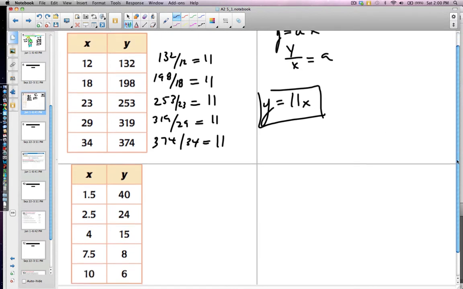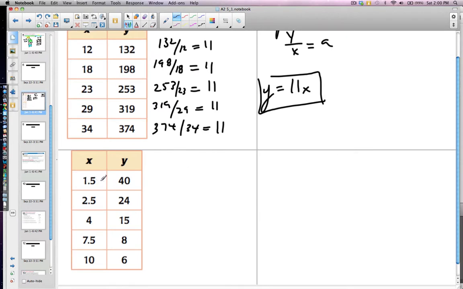When we look at our second data table, I see that my x values are again increasing, but you'll notice that now the y values are decreasing. This looks like it might be inverse variation. Remember, if I had tested this and these numbers had not all come out to be 11, then it wouldn't have been a direct variation model. It would have been some other sort of model, and I would have had to go on and check something else.